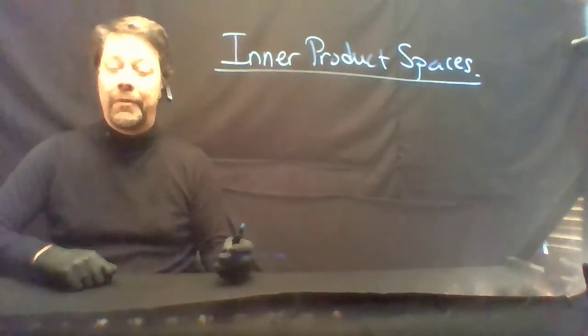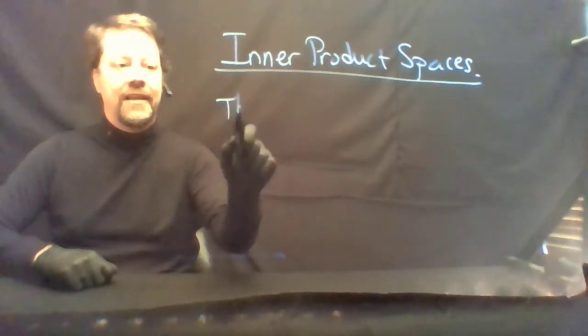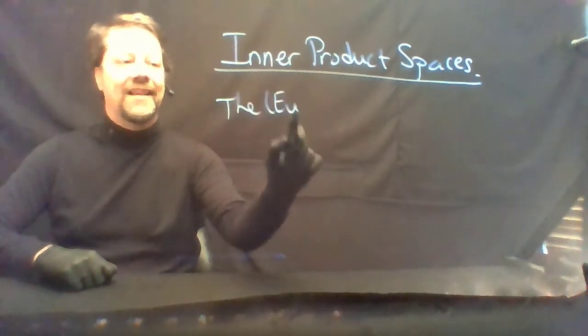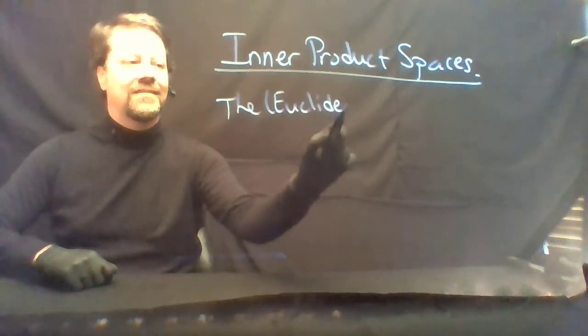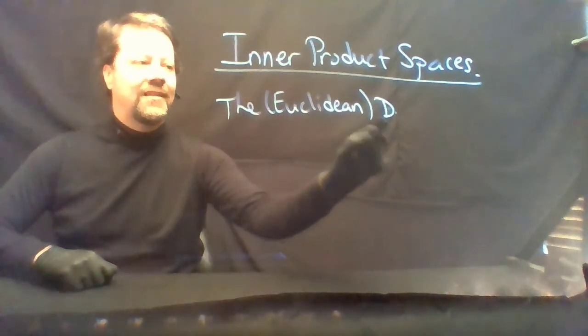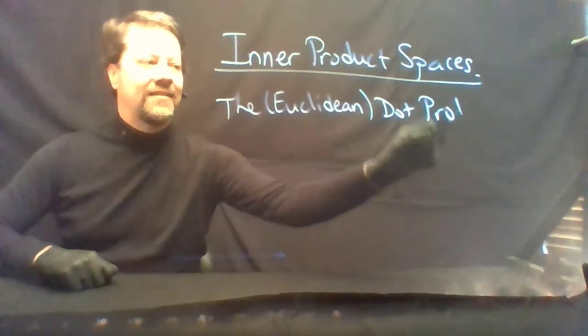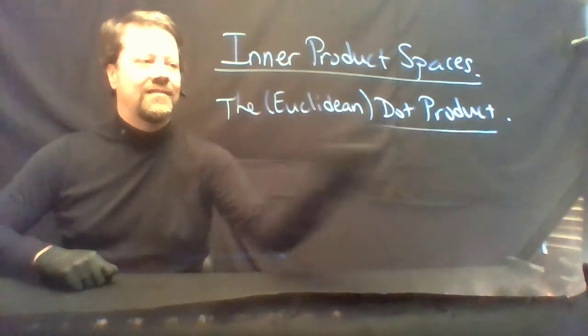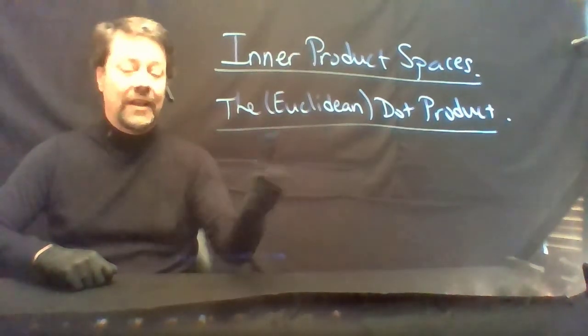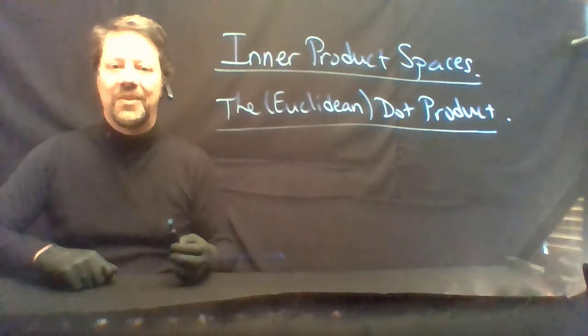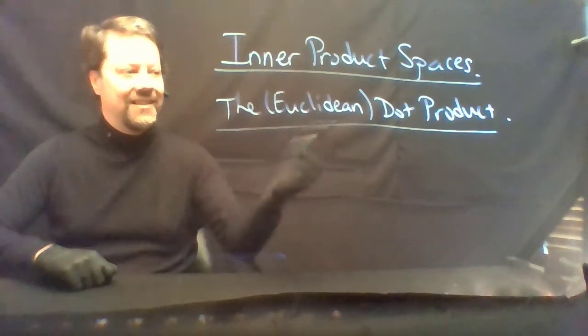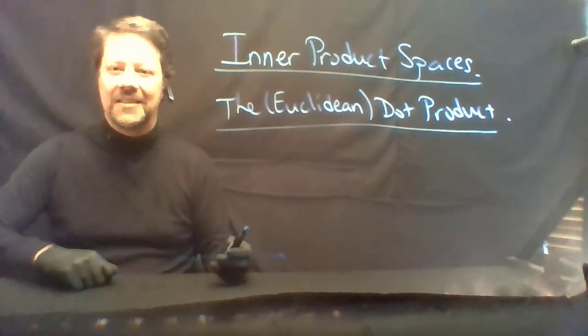We'll begin with a refresher on the Euclidean dot product. I say Euclidean because it can be shown that all of Euclidean geometry descends from the dot product.